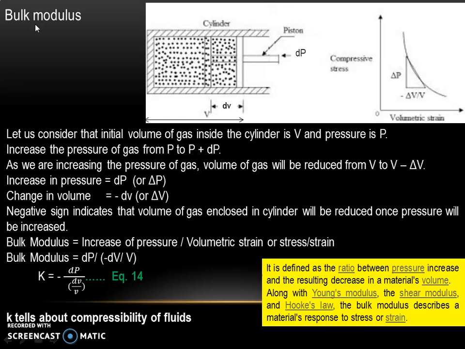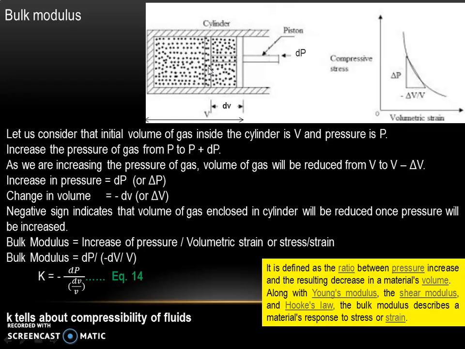Now we will define bulk modulus. We will consider here a cylinder whose initial volume is V, as there is gas up to volume equal to V, and initial pressure is P, and it is increased from P to P plus dP. This is the initial position of the piston before application of the pressure onto the gas which is there in the cylinder.